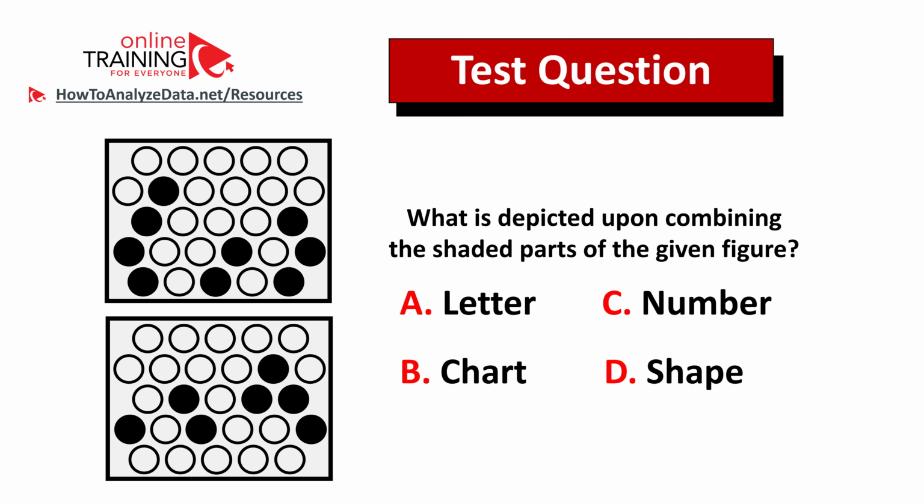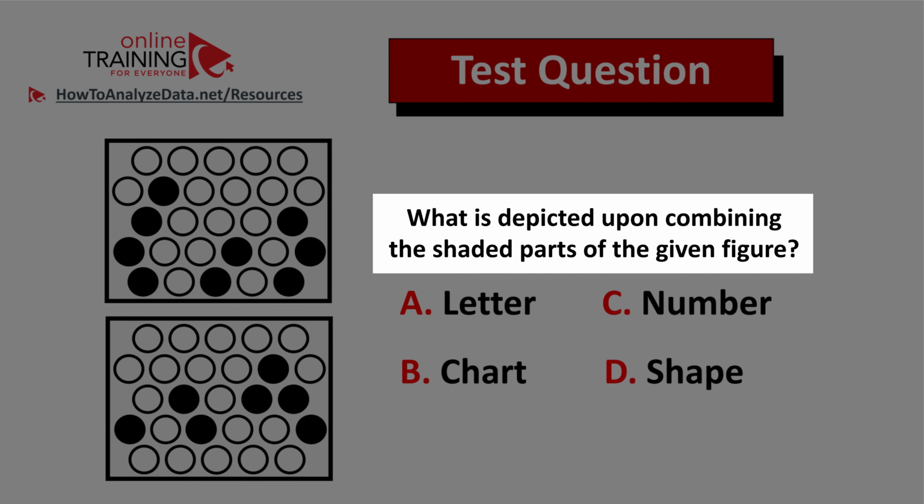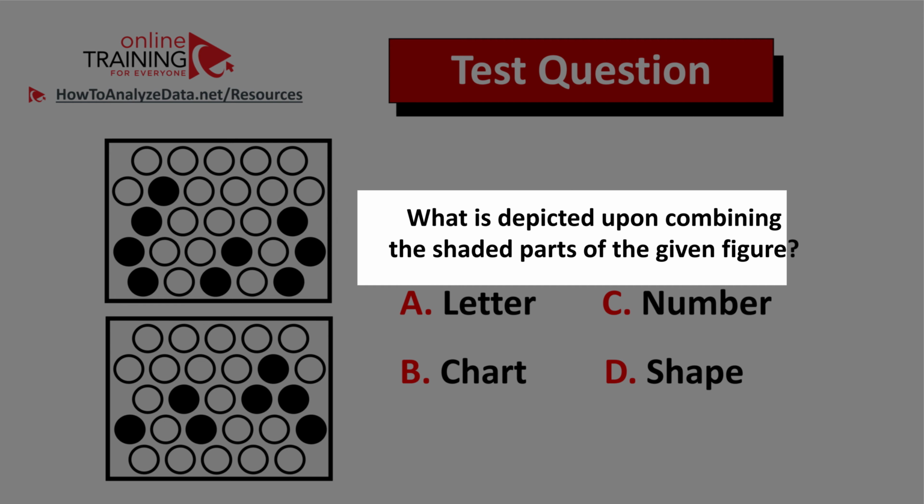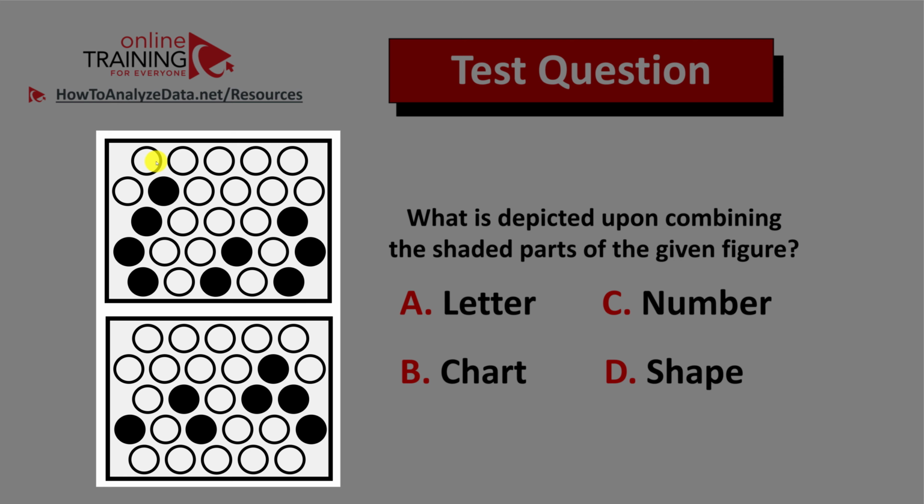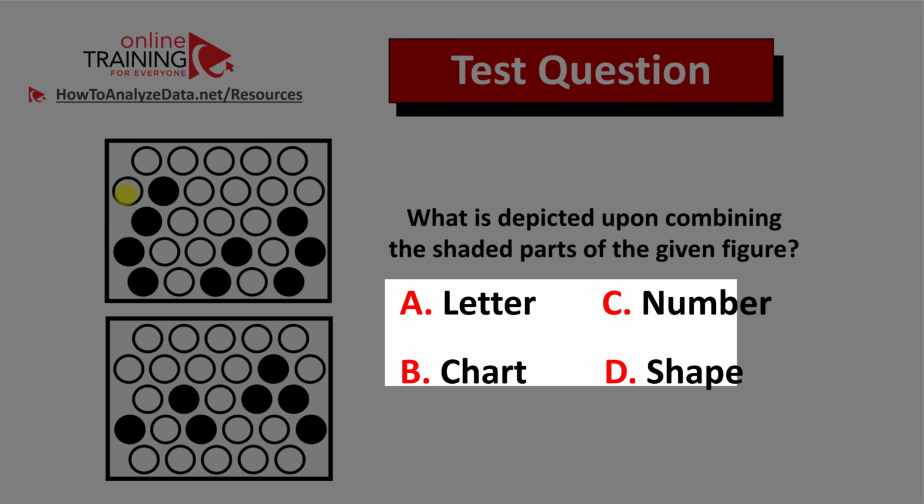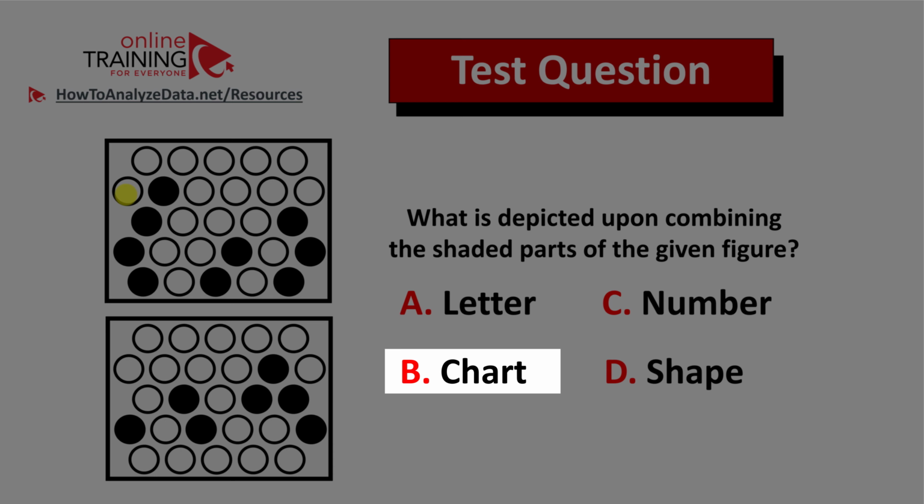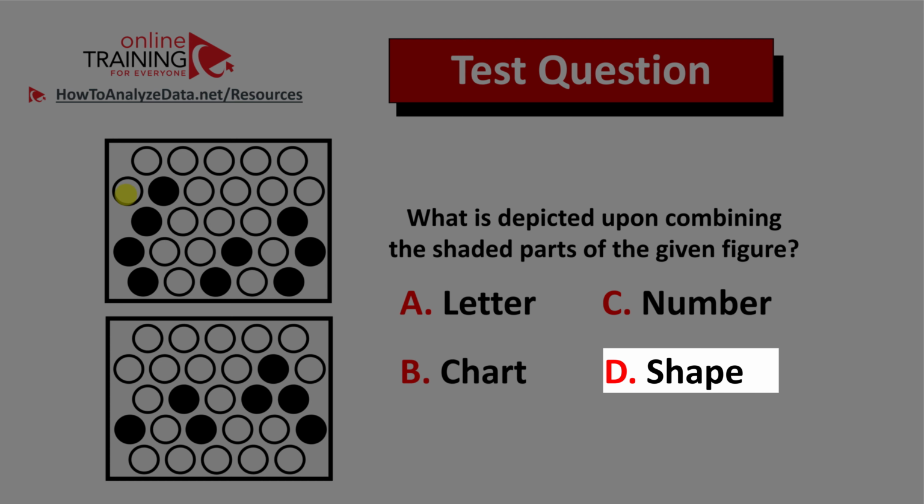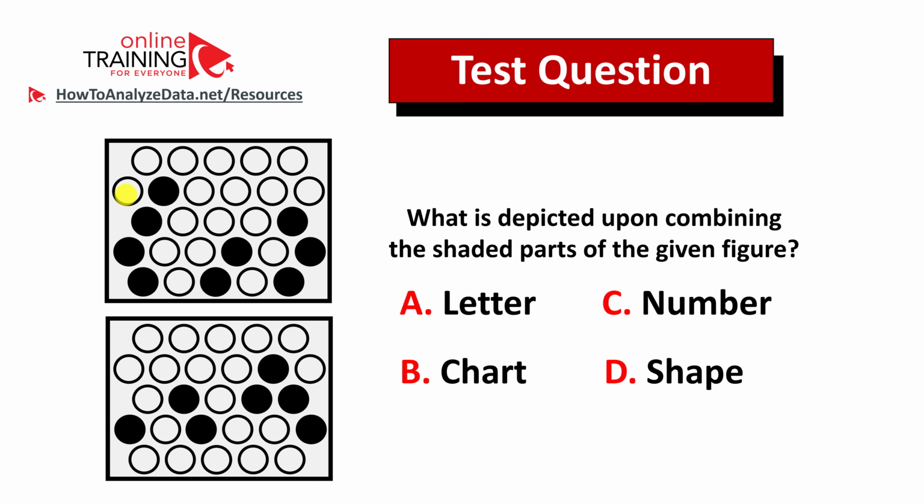Here's the tricky question from the real test, but somehow I have a feeling that you might come up with the answer. What is depicted upon combining the shaded parts of the given figure? And you have 2 rectangles with circles inside presented on the left. Each rectangle contains different circles. Some of them are white and some of them are filled with black. And you have 4 possible choices. Choice A, letter. Choice B, chart. Choice C, number. And choice D, shape. Can you visualize the answer? Give yourself 5 to 10 seconds to see if you can come up with the answer.